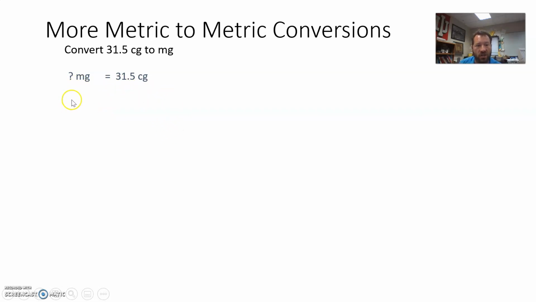My recommendation while in the metric system is to always go back to the base. That's my recommendation. I don't like thinking about how many centis are in a milli. It's perfectly possible for you guys to do that. If you're comfortable doing that, you're welcome to. It's just my recommendation to go back to the base.